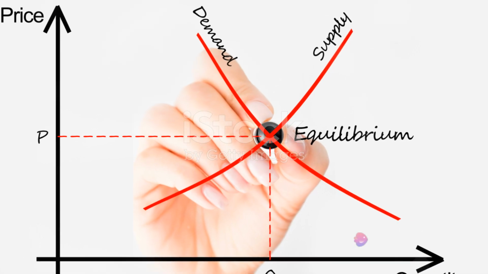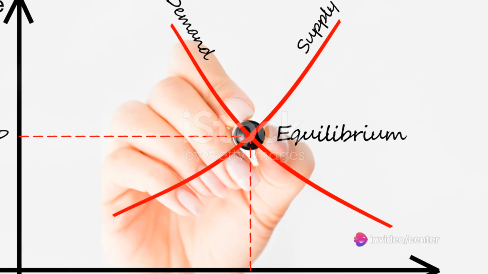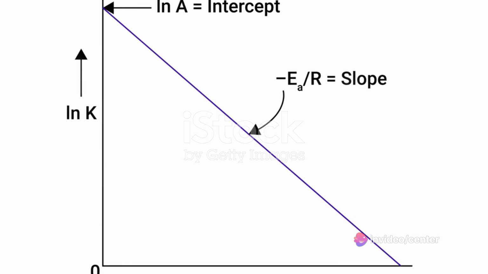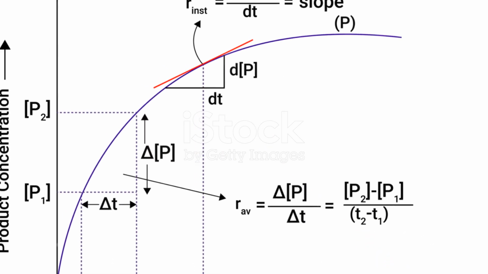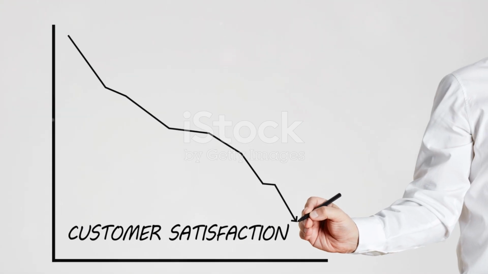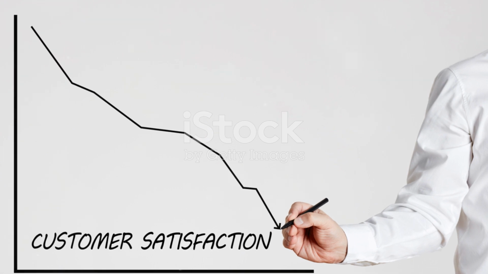They show all the combinations of two goods that provide the same level of satisfaction. The slope of the curve, or the marginal rate of substitution, represents the rate at which a consumer is willing to trade one good for another. And finally, a higher indifference curve means a higher level of utility or satisfaction.